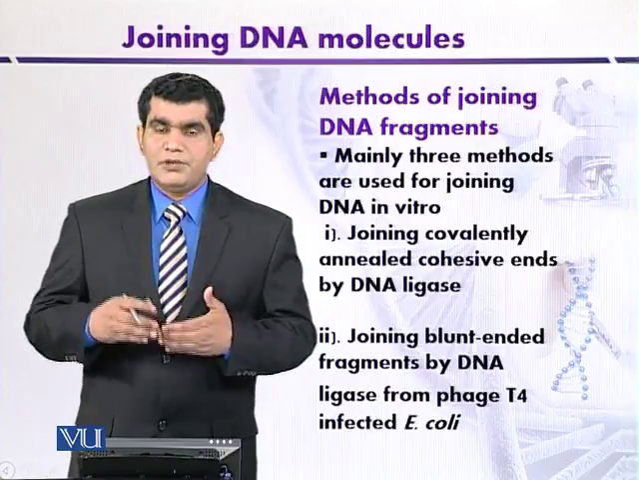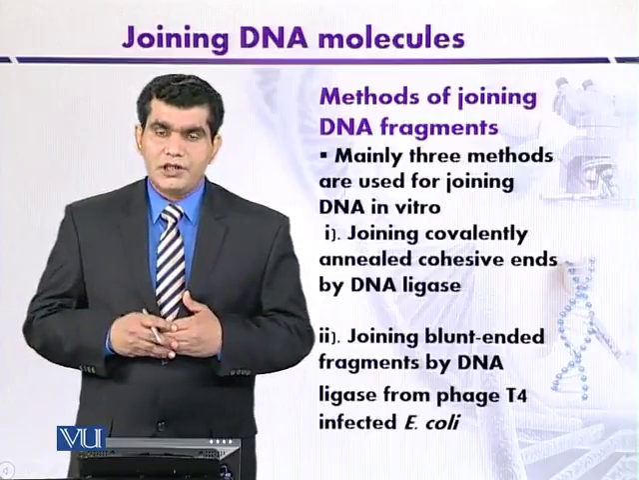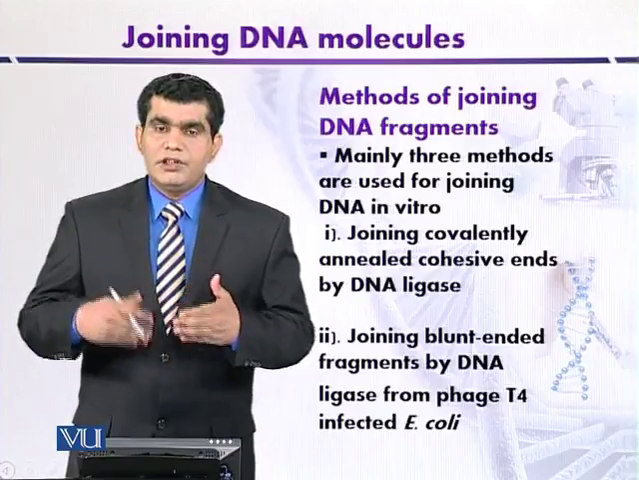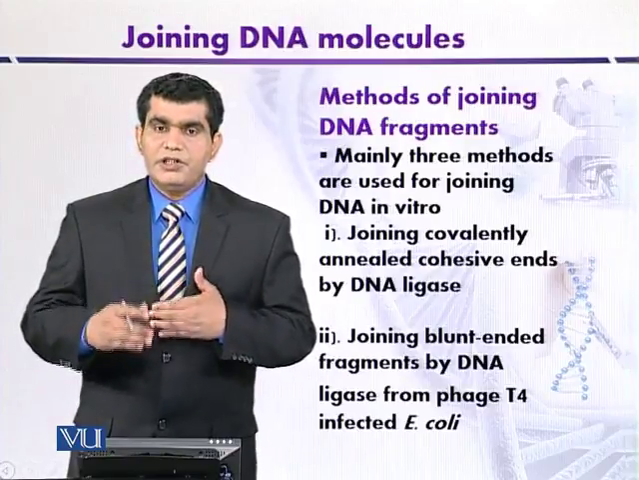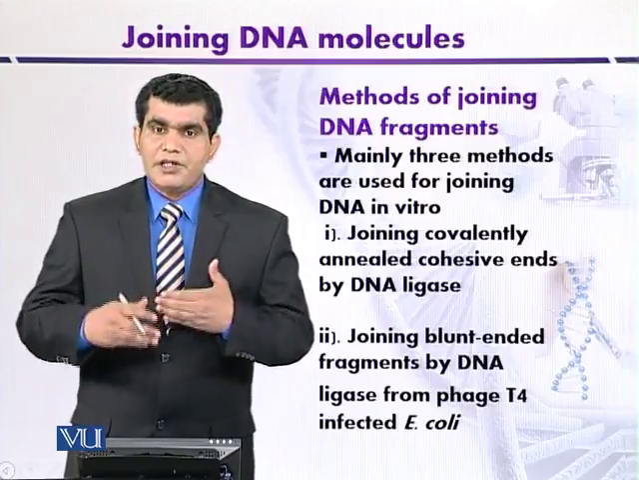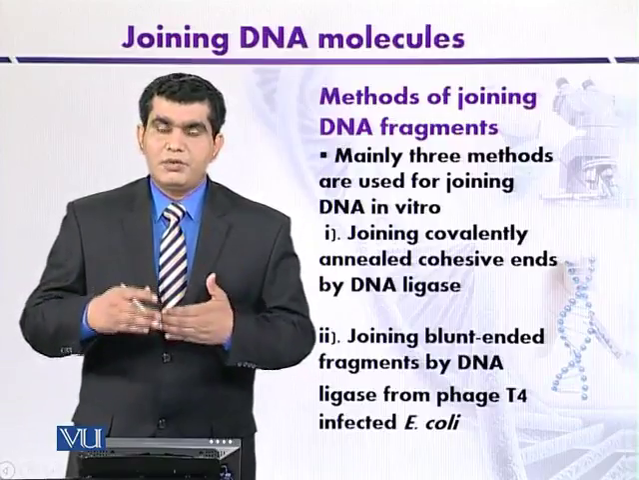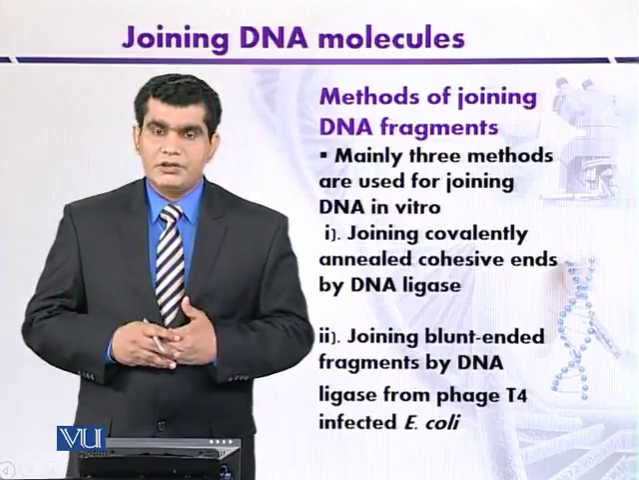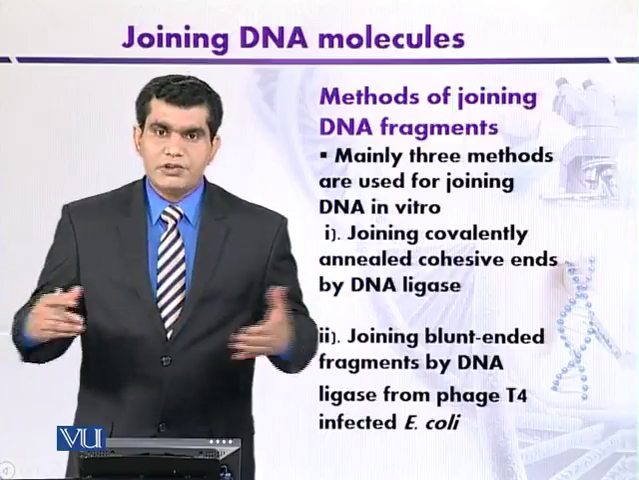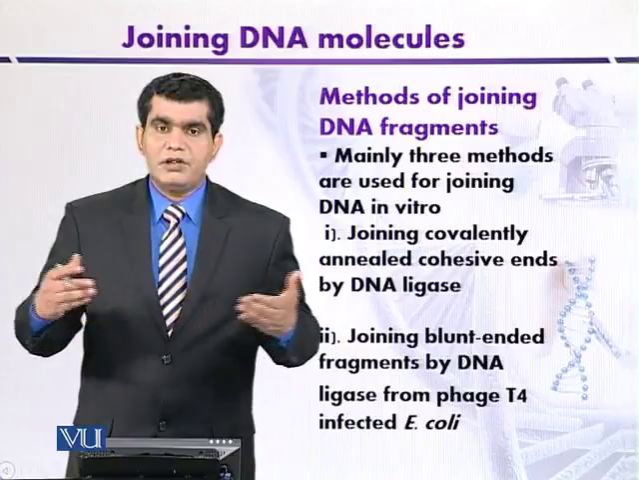The first method is based on the DNA ligase that is isolated from E. coli. So this DNA ligase from E. coli will mainly target those DNA fragments that have been digested with restriction enzymes that produce cohesive or sticky ends. So it will mediate the formation of phosphodiester bonds between the DNA fragments that have the cohesive end.